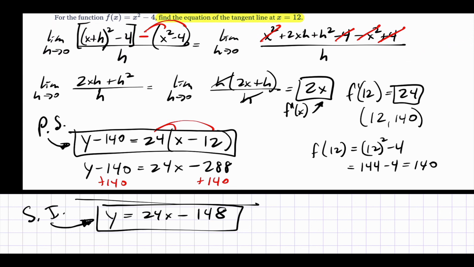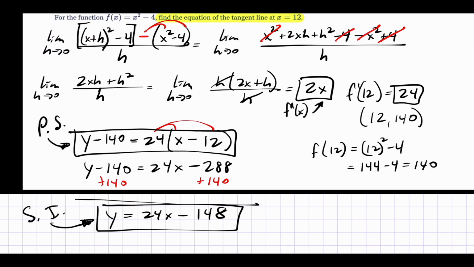How would I take that and turn it to standard form? What's the only thing I would have to do to get standard form? What does standard form have different than any of these? They have x and y on the same side. So you would subtract 24x from both sides to get x and y on the same side. That's all. It doesn't matter.